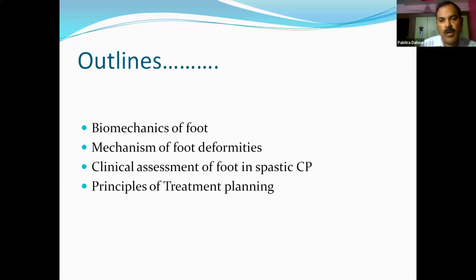In most of my talk, I will not go through things like botulinum injection or plaster cast, but yes, I will say when botulinum is indicated, when plaster cast is indicated. The rest I will go through, how muscle balance is achieved by surgical and other means to maintain stability of a joint to prevent deformities. That's my outline for today's presentation.